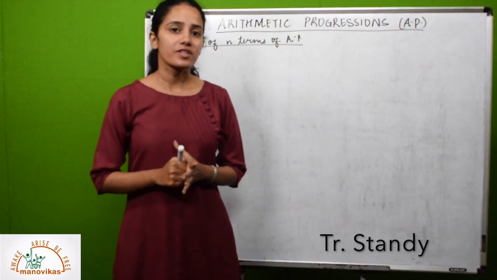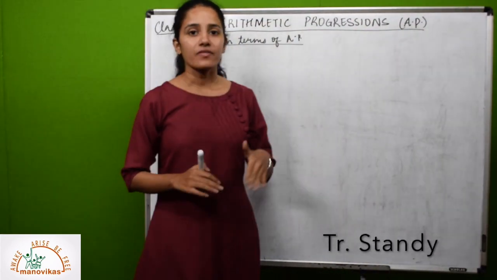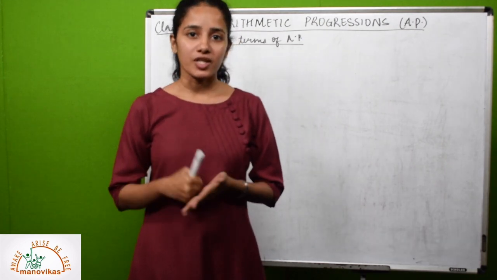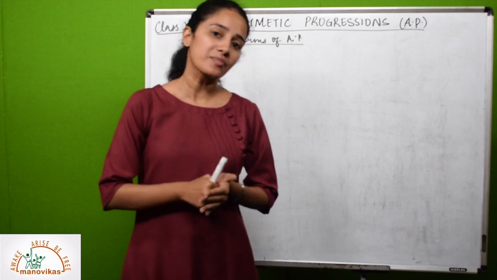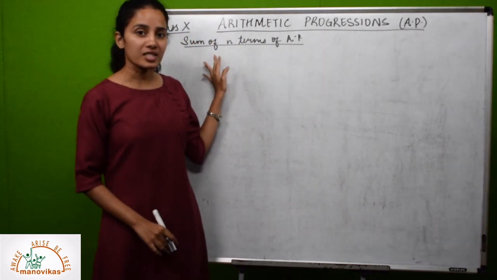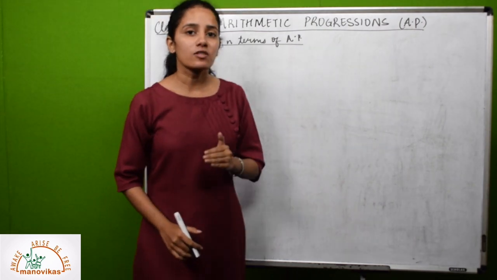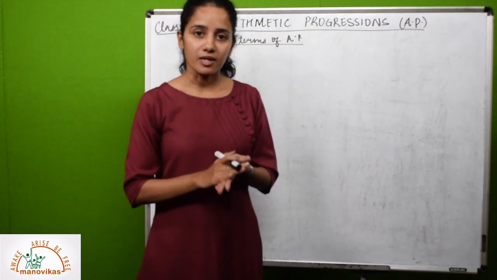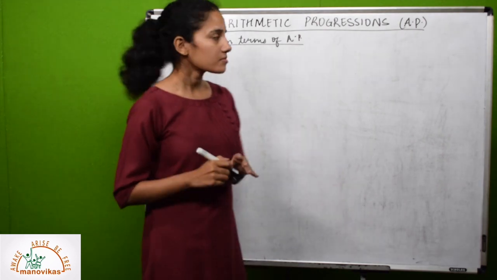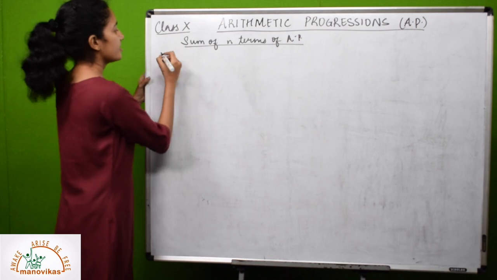This is a continuation of the previous video on arithmetic progressions, wherein we had learned to find the general term, and we found the general term from the nth term. In today's video we will be learning to calculate the sum of n terms of an AP. We will also be learning the relationship between the sum of n terms of an AP as well as the nth term.